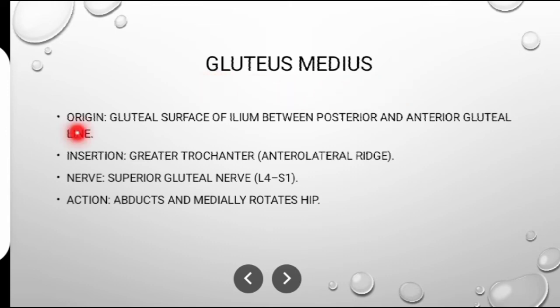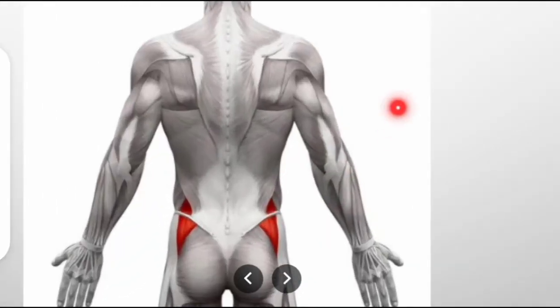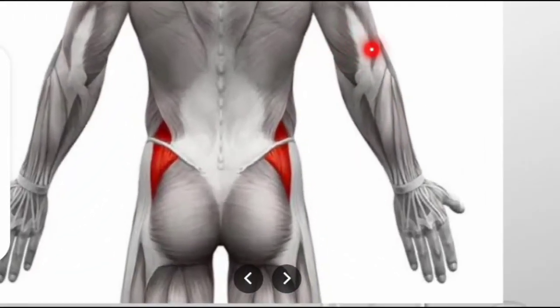Gluteus medius. Origin gluteal surface of ilium between posterior and anterior gluteal line. Insertion greater trochanter. Nerve supply superior gluteal nerve. Action involved in abduction and medial rotation of hip. The muscle in red is gluteus medius muscle.